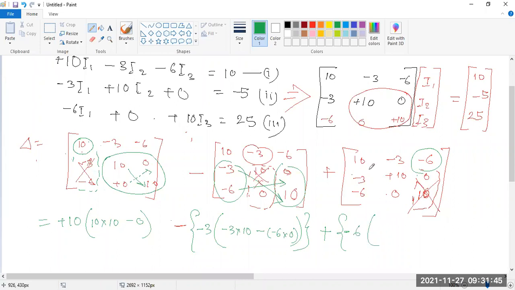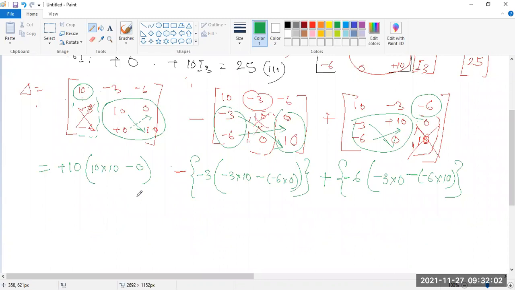Then we are getting only this section. So this is minus 3 into 0 minus of minus 6 into 10. Okay, so this is coming delta. Now we have to solve it. That is 10 into 10 into 10 into 10, means this is 100, 1000, with 3 zeros after 1.